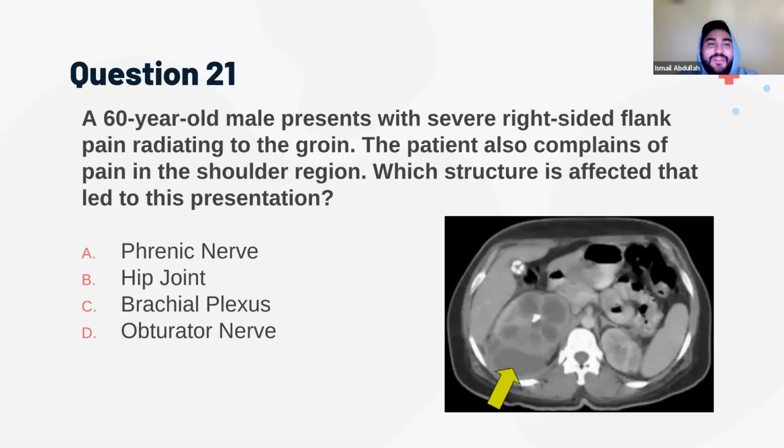Okay, cool. A 60-year-old male presents with severe right-sided flank pain radiating to the groin. The patient also complained of pain in the shoulder. Which structure is affected that led to this presentation? So this is a CT scan, and as you can see here, this yellow arrow is targeting something. Do you know what this is? Before we discuss the pathology, let's diagnose it. So what do you think this is?